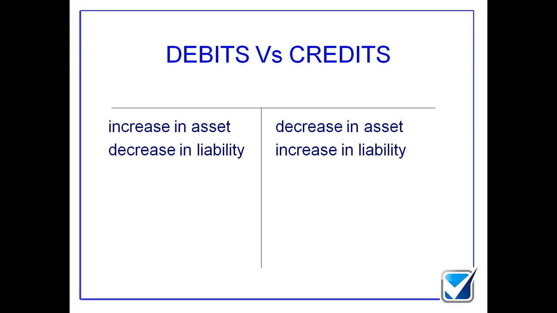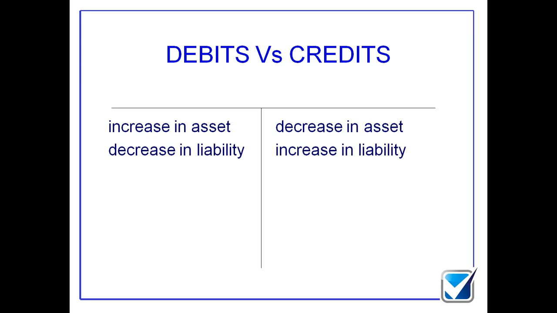And what I'm going to do, guys, is I'm going to put this together up here on the board. Increase in assets is a debit. A decrease in assets would be a credit. So there's the increase in assets, there's the decrease in assets. The way that liabilities work are the other way around. So an increase in liabilities will be a credit, a decrease in liabilities is a debit. Okay, does that make sense?